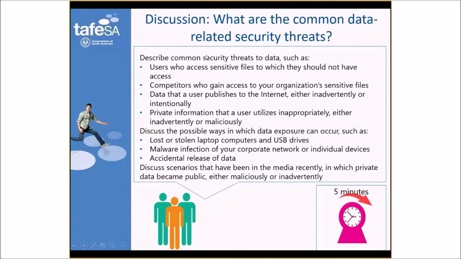Okay, so good one. What about a competitor who gains access to your organization's sensitive files? That sounds pretty extreme, but that happens, industrial espionage. So again, how would you protect against that? Data that users publish on the internet, either inadvertently or intentionally. That's really people who are leaking data to the internet. Private information that your users utilize inappropriately, either inadvertently or maliciously.